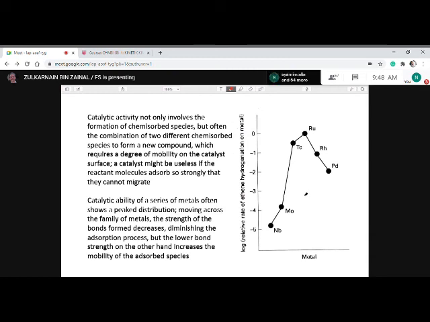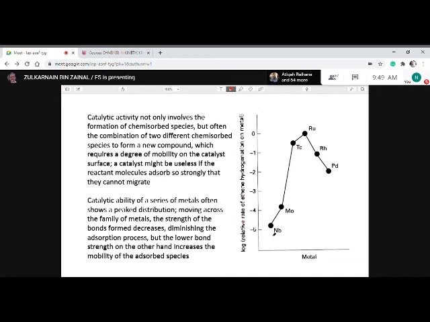A molecule with intermediate strength of adsorption will allow the molecule to partly diffuse from one place to another, so that the reaction can occur. That's why a molecule which is not strongly adsorbed can diffuse, and that will then induce a high rate of reaction. As you can see from here, this is the log rate of ethene hydrogenation on metal.